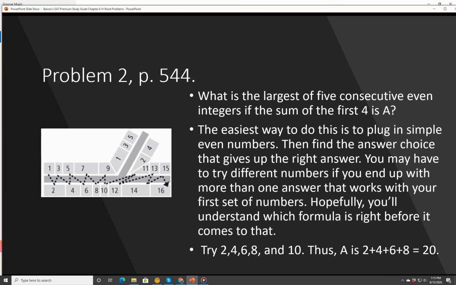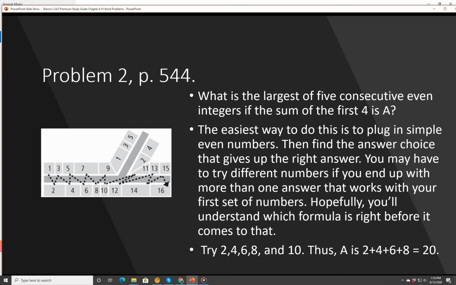Problem 2, page 544. What is the largest of 5 consecutive even integers if the sum of the first 4 is A? So the easiest way to do this is just plug in simple even numbers, then find the answer choice that gives you the right answer. You may have to try different numbers if you end up with more than one answer that works with your first set of numbers, but hopefully you'll understand which formula is right before it comes to that, because you'll see how the problems work. If not, fine, pick different numbers, and I guarantee only one answer will work with your new set of numbers, especially since you've already limited it to 2 answer choices.